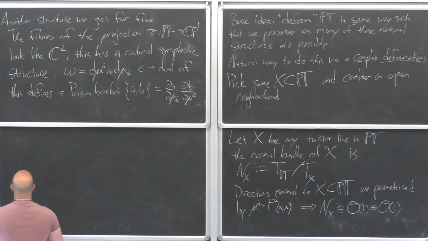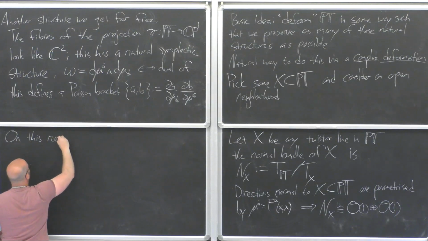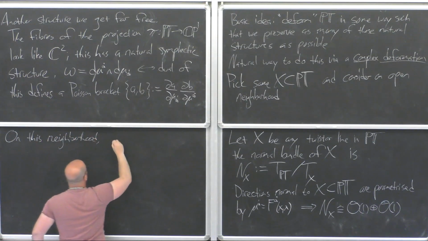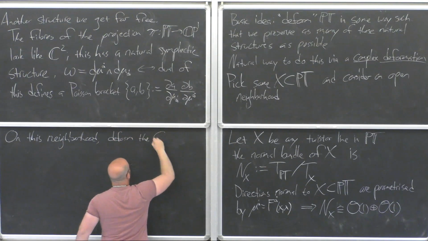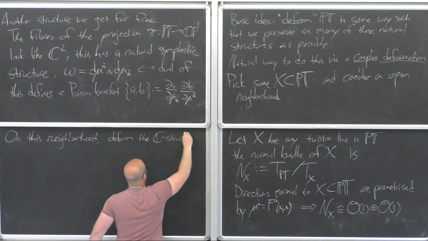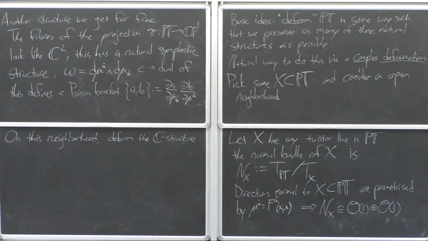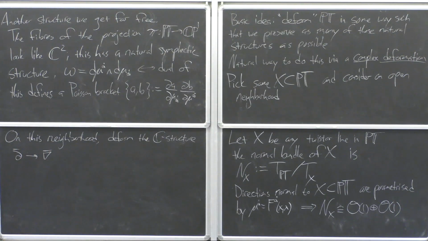And then the idea is that on this open neighborhood, we're going to deform the complex structure on Twistor space. Now remember, our complex structure was encoded by this d bar operator, the thing that told us what was holomorphic and what was not holomorphic. So what we mean by that is that we're going to replace d bar with some other d bar operator that I'll call nabla bar.